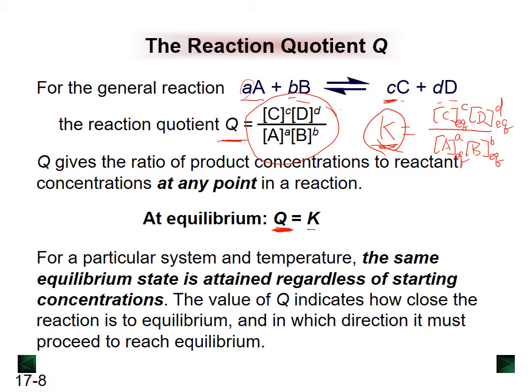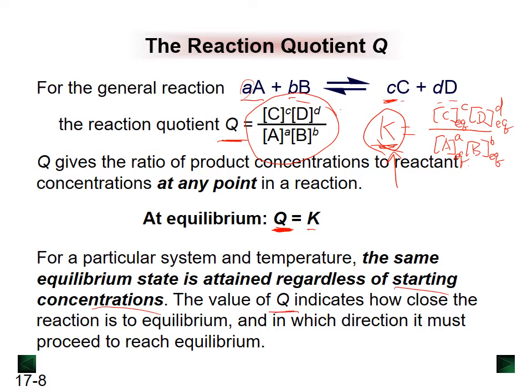For a particular system and a temperature, the same equilibrium state is attained regardless of the starting concentration. So no matter what concentration you start with, eventually the reaction reaches equilibrium, and the ratio of product over reactants gives you K. It doesn't change whatever the reactant concentration you start with. Eventually you get the same ratio of product over reactants when the reaction reaches equilibrium. But the value of Q can change.